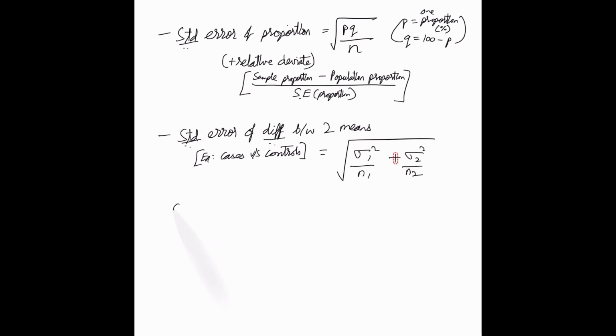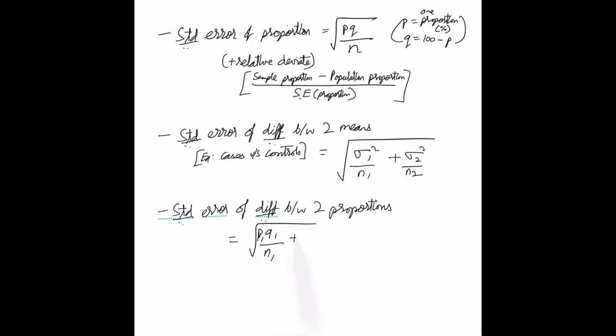We then see the standard error of difference between two means, which is useful in comparing the means between two groups like cases versus controls. So it's root of sigma 1 square by n1 plus sigma 2 square by n2. Similarly, we also have the standard error of difference between two proportions, which would basically be root of p1 q1 by n1 plus p2 q2 by n2.